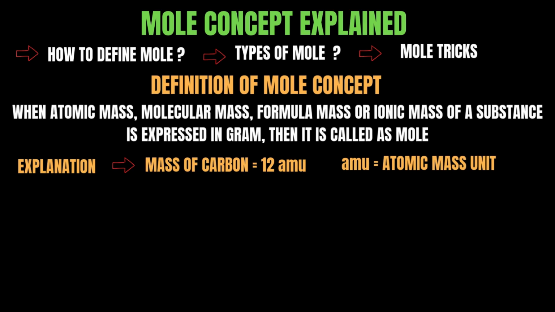But AMU is a very small unit. It is difficult to work with such small units. That is why we express the masses of elements in grams instead of AMU. So, the atomic mass of carbon can be written as 12 grams.